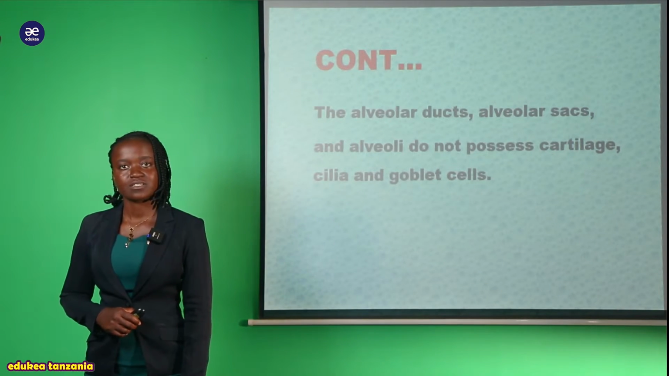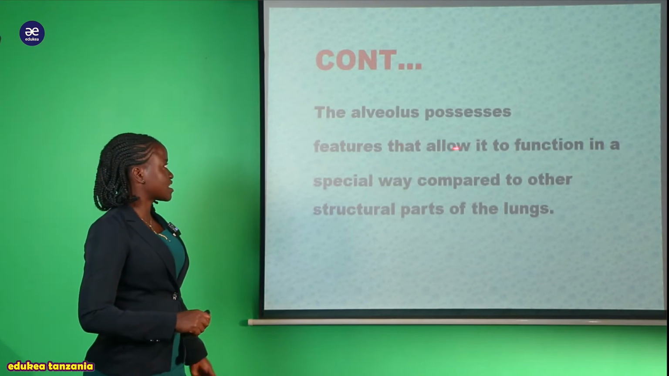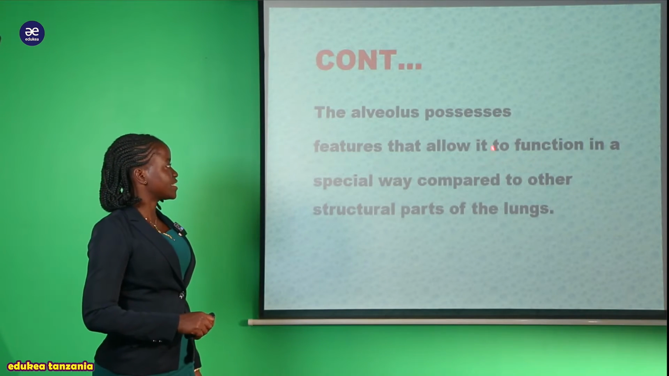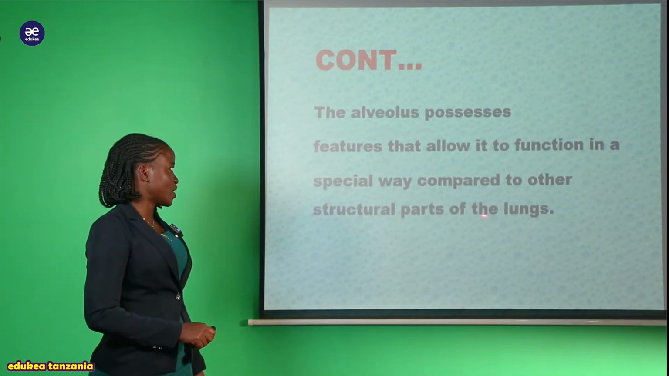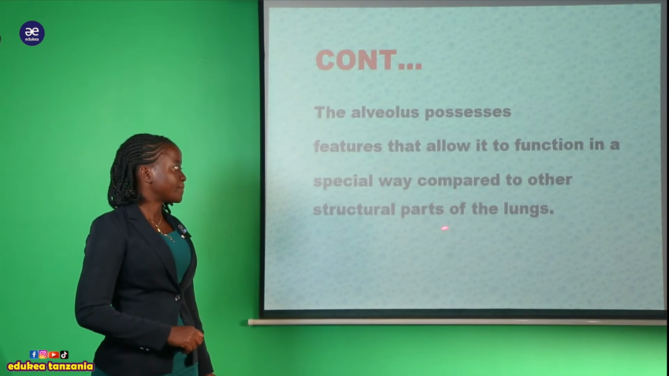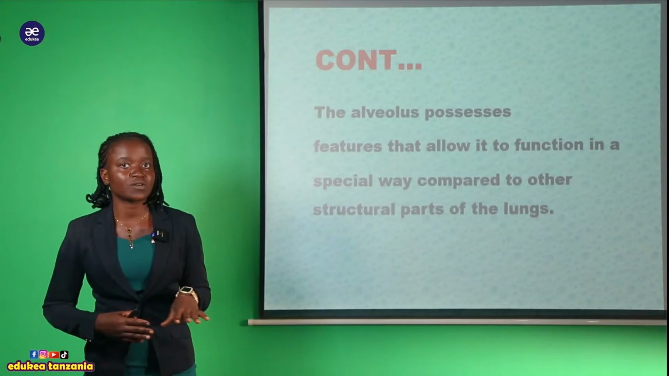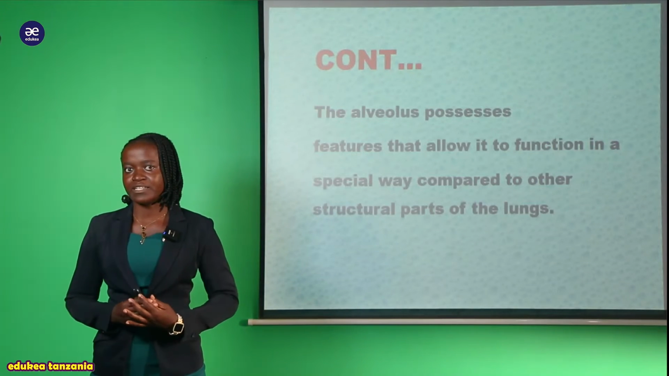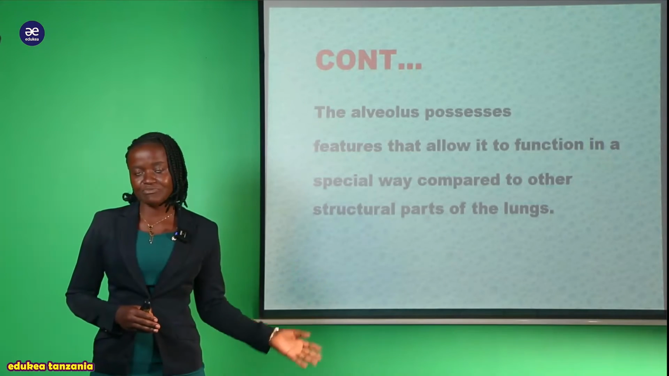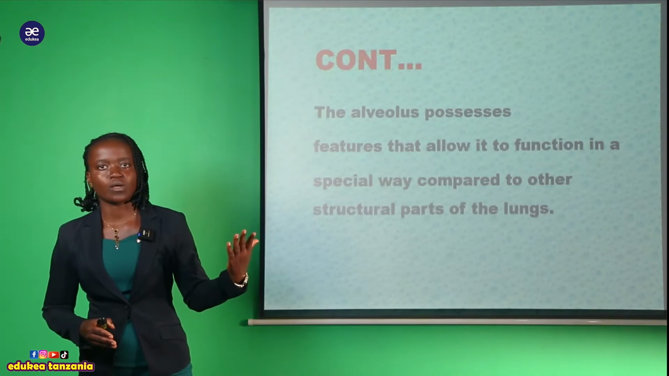And here we are saying that the alveoli possess features that allow them to function in a special way compared to other structural parts of the lungs. So the structure found within the lungs which we call the alveolus does not have those structures we have mentioned, cartilage, goblet cells and so on.